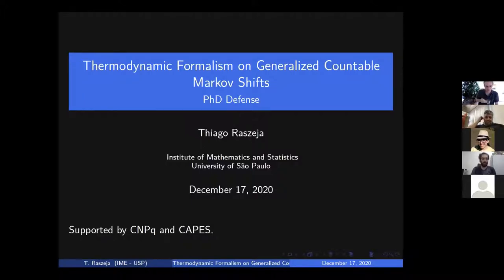This is what I have been doing during my PhD. I've been studying thermodynamic formalism on generalized countable Markov shifts. So let's get started.